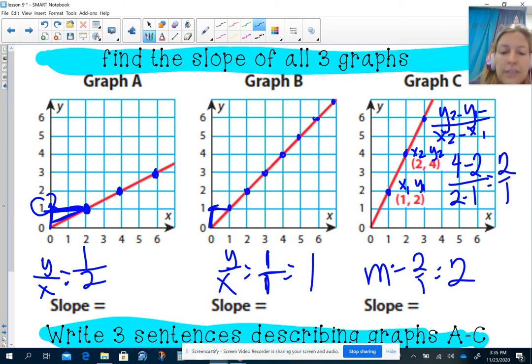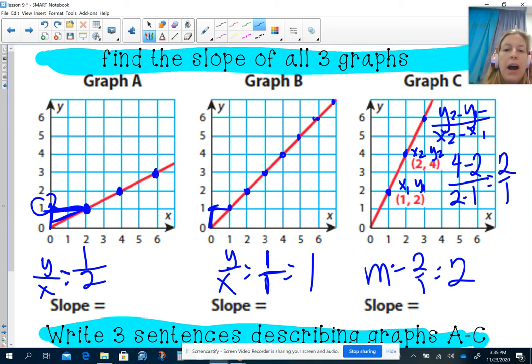Okay, so let's talk about some sentences here. Write 3 sentences describing these 3 graphs. So what's one sentence you can tell me? Could you tell me that maybe graph C has a greater slope than graph A? Okay. What about, and look, you can even say how much greater, right? We have 1/2 versus 2.